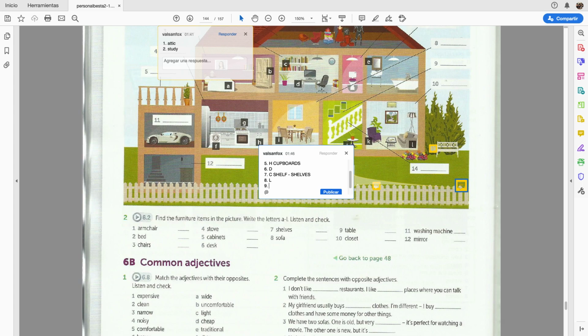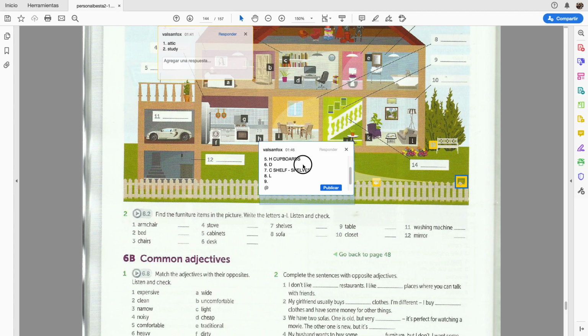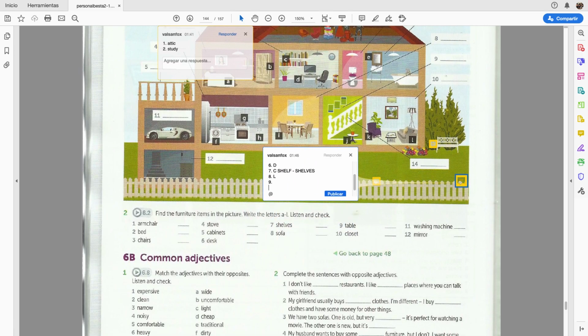We go to number 9, and there you have a table. A table, where is the table? I can't find the table. Where is it? Where is the table in this picture? All right, we are gonna skip it, and then we will find where the table is.